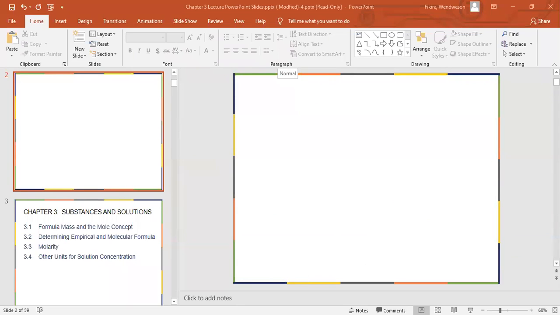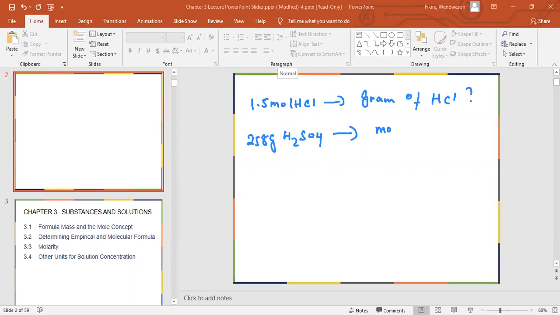And then the other question that you may have is to convert moles to grams and grams to moles from the given equation as well as from the reaction. Let's say I have given you 1.5 moles of HCl, convert it into grams of HCl. That's the question. Or someone might ask: I have 258 grams of sulfuric acid, which is H2SO4, convert that into moles of sulfuric acid.